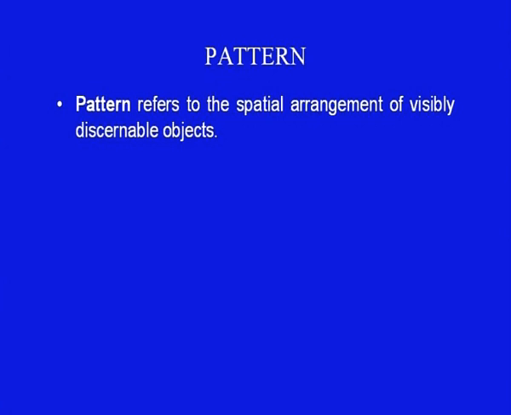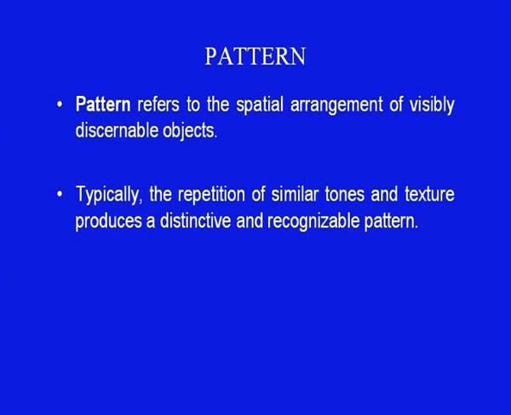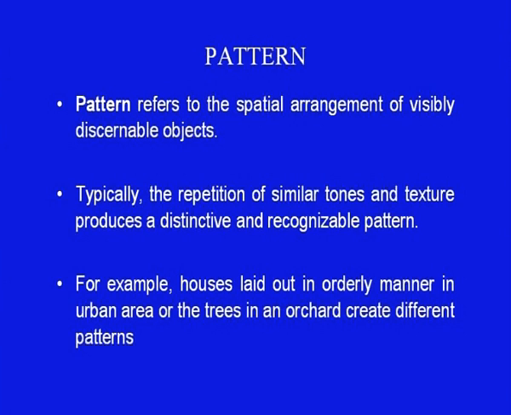The next element is pattern. Pattern refers to the spatial arrangement of visibly discernible objects. Typically, the repetition of similar tones and texture produce a distinctive and recognizable pattern. For example, houses laid out in an orderly manner in an urban area or the trees in an orchard create different patterns.